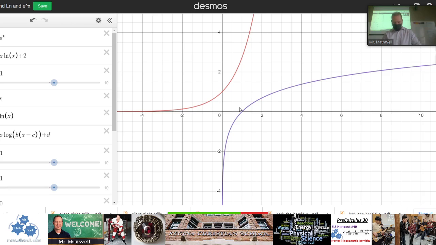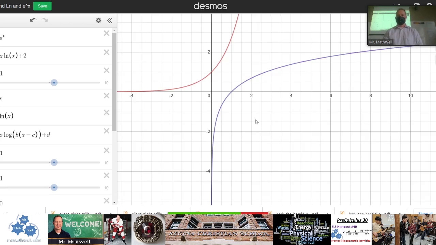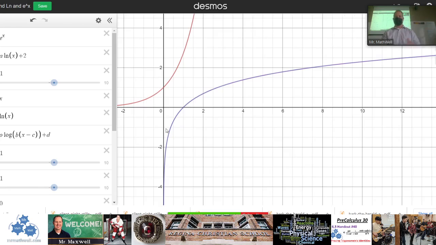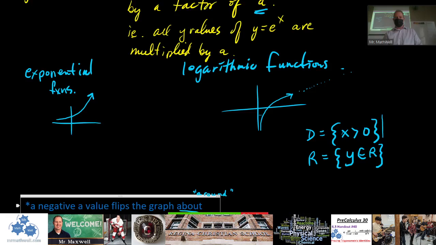Okay. Remember the characteristics of the logs. That's the most important thing for you. Domain is greater than 0. X is greater than 0. Range is y is all real numbers. You have an intercept here at 1, 0, and there's no y-intercept. The curve also extends from quadrant 4 to quadrant 1. You're going to need to remember that. Okay? So there's a brief introduction to logs.